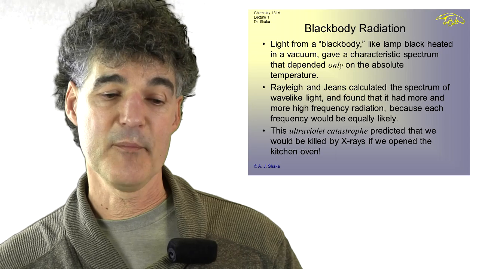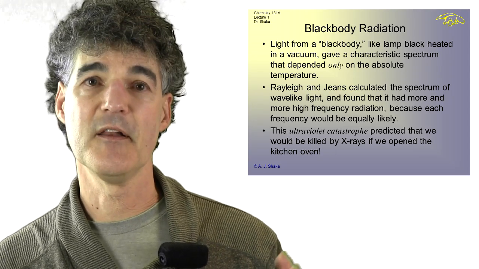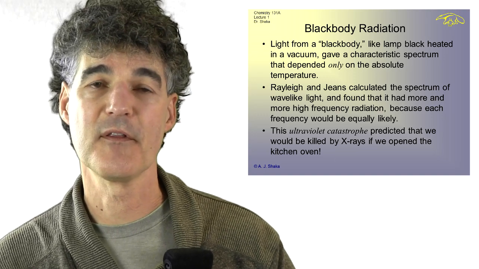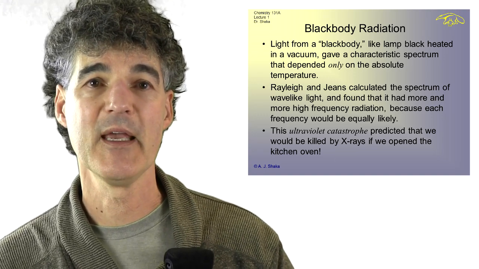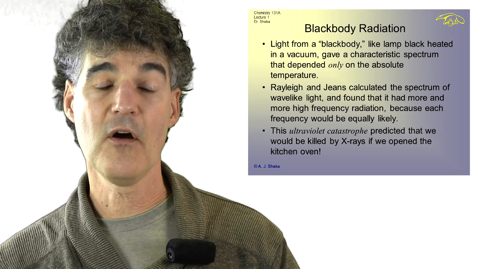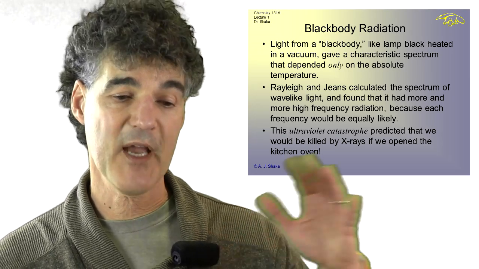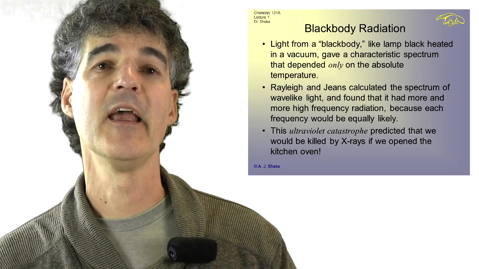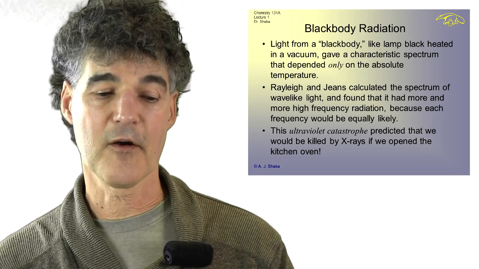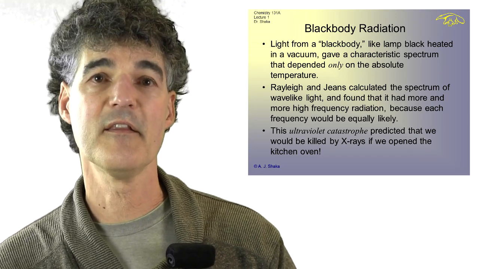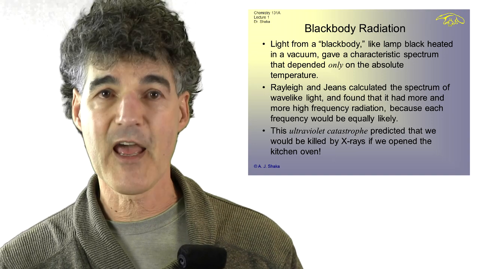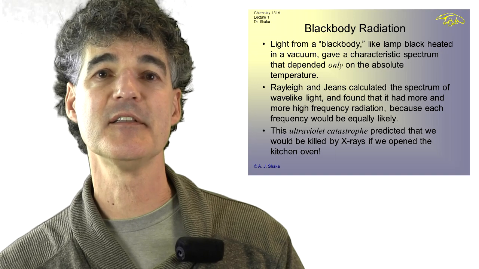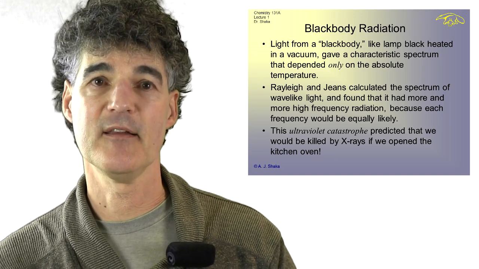Well, if I take a black body, by which you could just mean a lump of coal or lamp black, and heat it up in a vacuum so that there's no air, it doesn't burst into flame, it'll glow. And this glow gives a characteristic spectrum of colors, just like white light has a characteristic spectrum of colors. And it was known that the color depended only on the temperature. Hence, we speak of red hot and things like that. And Rayleigh, with a correction by Jeans, calculated this spectrum of wave-like light.